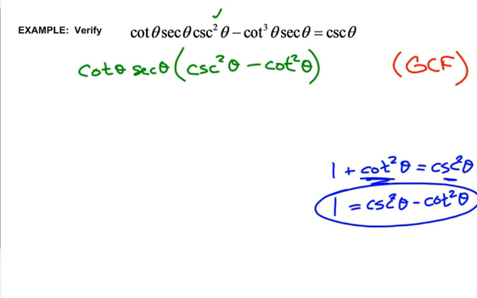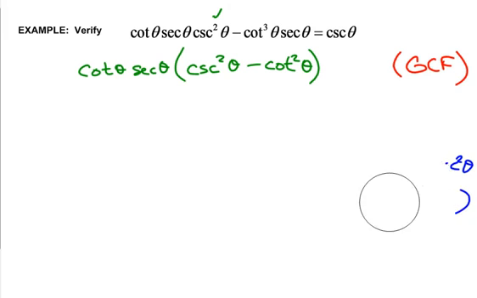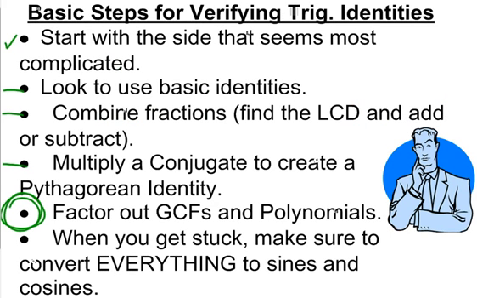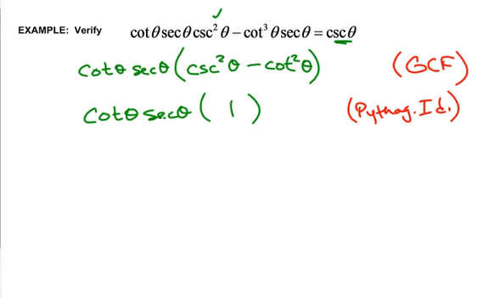So we're going to go ahead and see if we can rewrite this now with that being used. In my next step I will say that cotangent of theta, secant of theta, is being multiplied by 1, and that is a Pythagorean identity. Now, we're trying to get it to be cosecant. At this point, not a lot to do. We don't have anything else to do except start converting everything to sines and cosines. So that's what I'll look to do next.